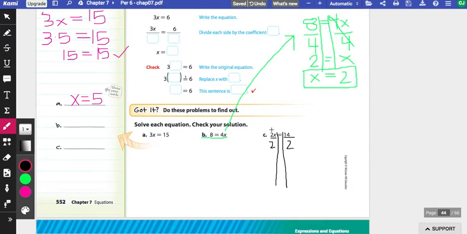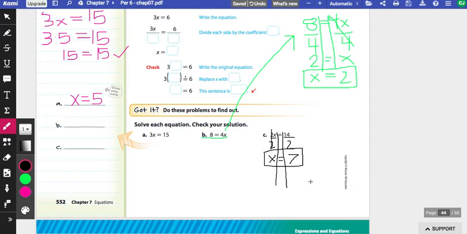And when I do that, these two 2s cancel out, leaving me with my goal of just x on one side. And what is x equal to? Well, x is equal to 14 divided by 2, which is 7. So my final answer for letter C is x equals 7.